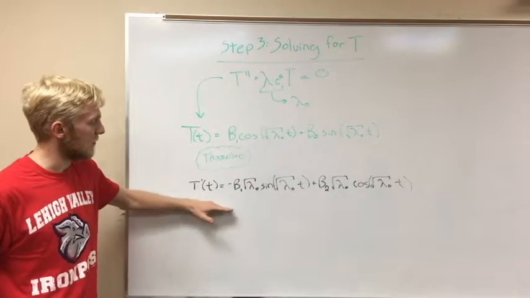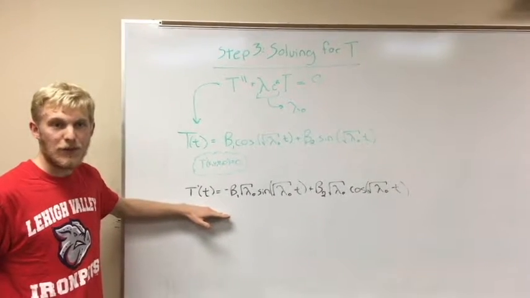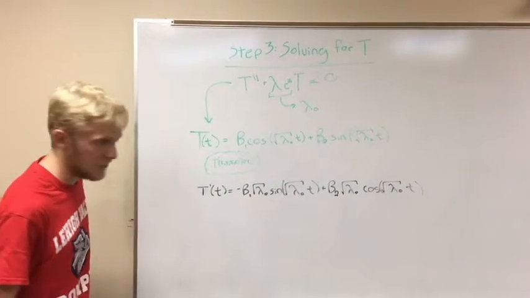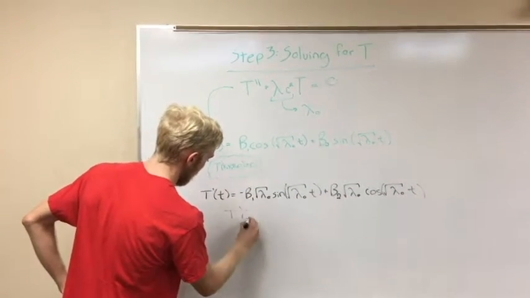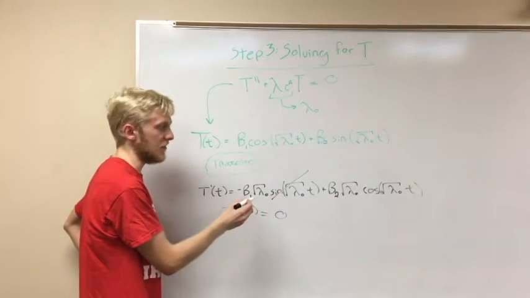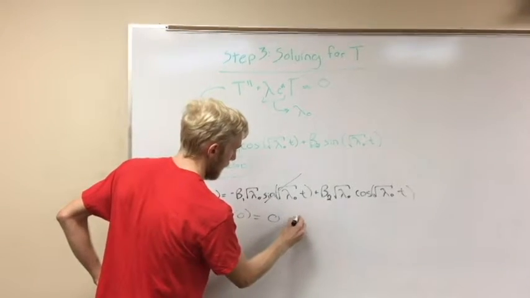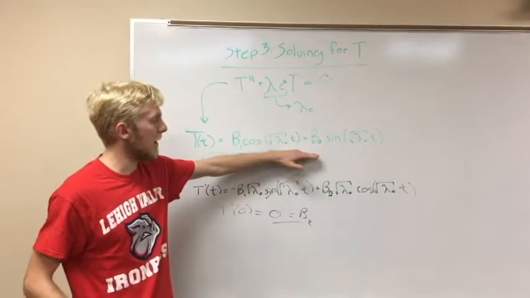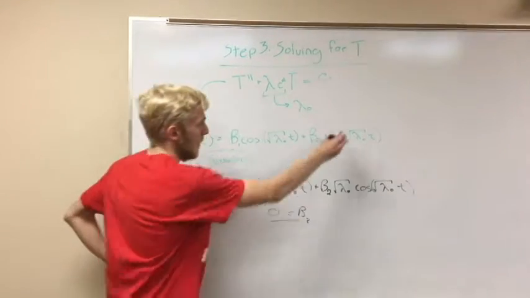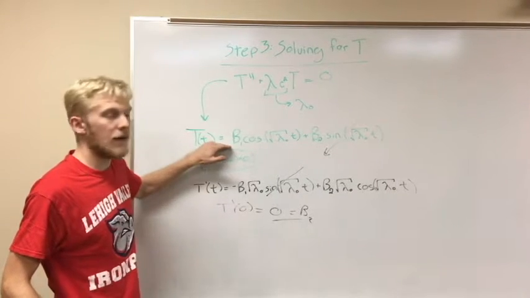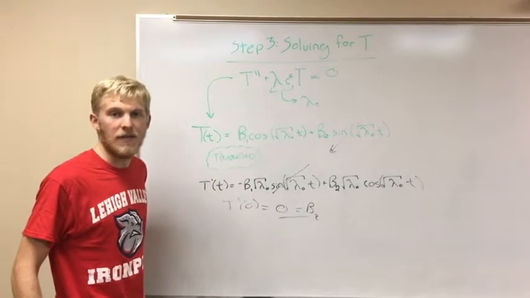So taking the first derivative of T, we find this equation here, and subbing in when t is equal to 0, then T prime is equal to 0, this portion of the function goes to 0, and we're left with b2 being equal to 0. So coming back up to this equation here, that goes to 0, and we're left with T simply equal to some constant times cosine of lambda naught t.